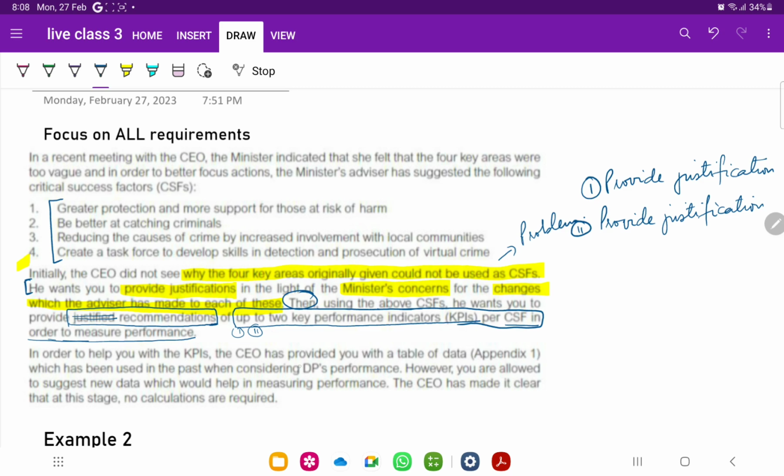In order to help you with KPIs, the CEO has provided you with a table in appendix number 1, which has been used in the past when considering DP performance. However, you are allowed to suggest new data which would help measure the performance. So this is also important, that sometimes students, I have also experienced this, restrict themselves within appendix number 1. They say, okay, fine, these are 5 or 10 or 15 types of information given in appendix number 1, so we have to suggest accordingly.